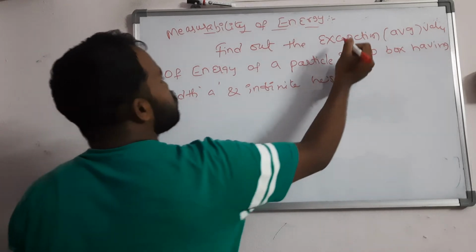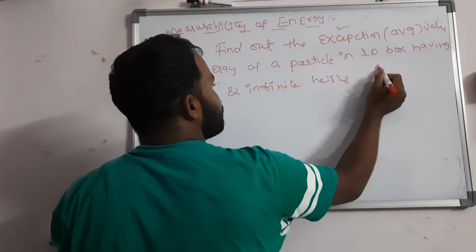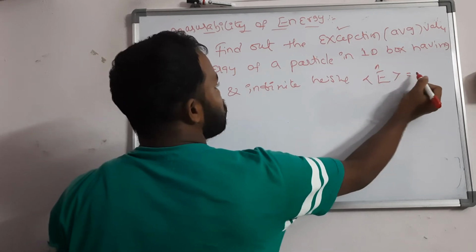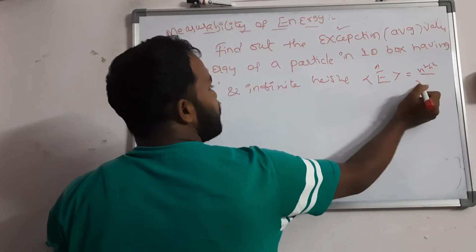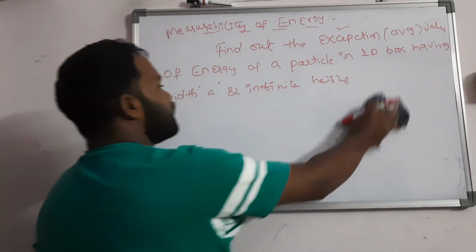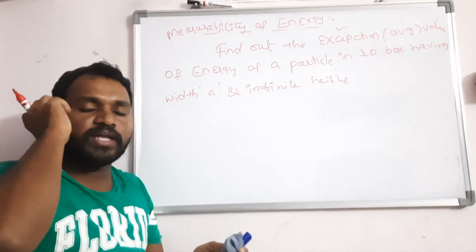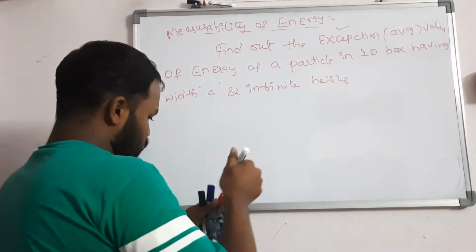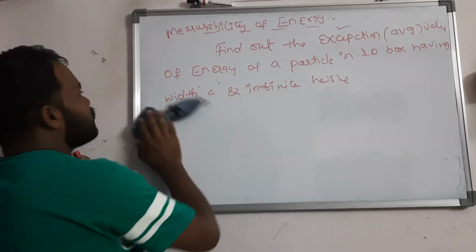So the statement is you should find out the expectation value, that means energy. You should prove energy is equal to n square h square by 8 ma square. So this we are going to prove: E is equal to n square h square by 8 ma square.